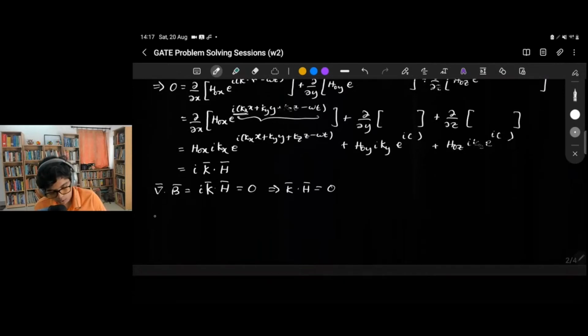Now we will look at the third Maxwell's equation.